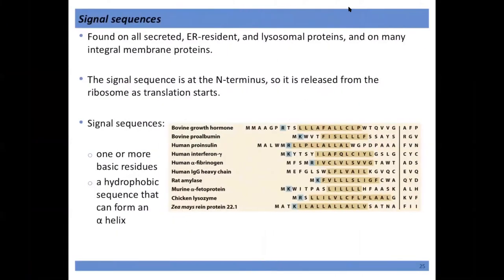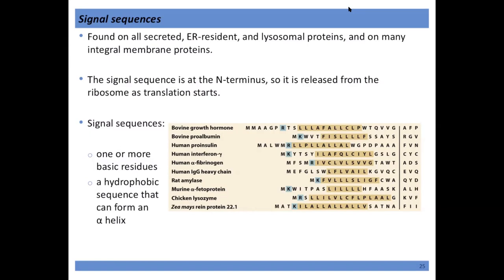But let's talk about this signaling sequence. These are found on all secreted, endoplasmic reticulum resident and lysosomal proteins, as well as on many integral membrane proteins. So again, these are going to be the ones that need to be stuck into a membrane or released from the cell or packaged within a membrane. These aren't going to be the free cytosolic proteins. And the signal sequence is at the N-terminus, and that makes sense because we synthesize proteins from the N-terminus to the C-terminus. And so it's released from the ribosome as the translation starts. So it's going to be one of the first things that comes out of the ribosome.